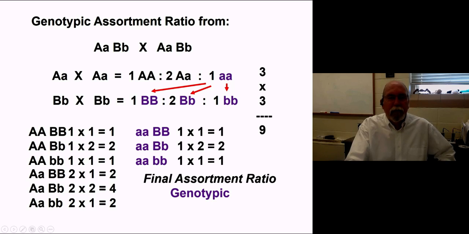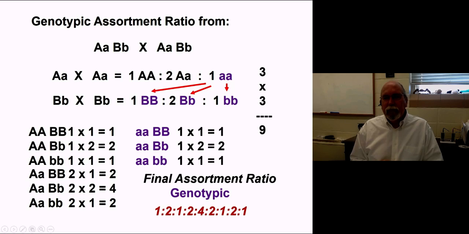So I've taken nothing but my segregation ratios, genotypic in this case, multiplied them together by the product rule, and I get my final assortment ratio, which happens to be genotypic. Again, no reason to memorize 1 to 2 to 1 to 2 to 4 to 2 to 1 to 2 to 1. You can make it in seconds anytime you want to. Okay. All right. So that's your final ratio from all of this, and that should end this.